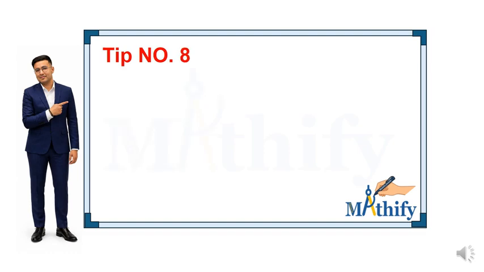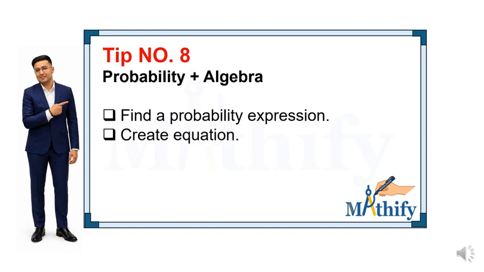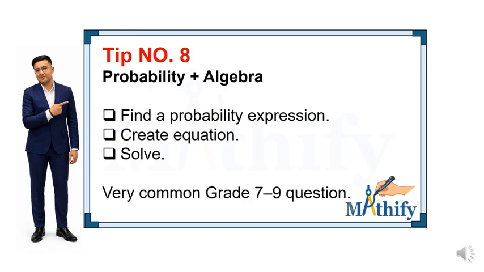Tip number 8. Probability and algebra. You need to find a correct probability expression, make an equation, and solve it. This is a very popular grade 7 to 9 question. It could be an equation of probability or a probability equation, or it could involve conditional probability.